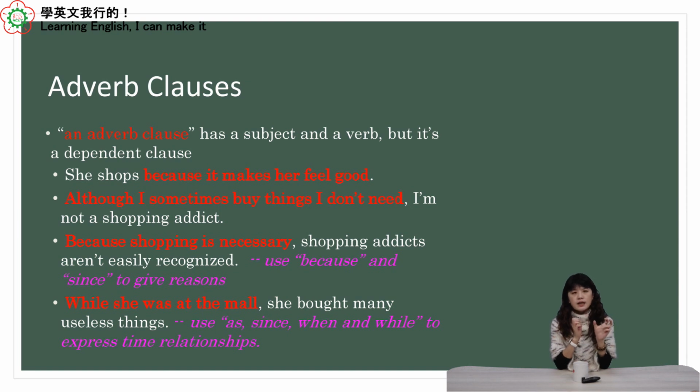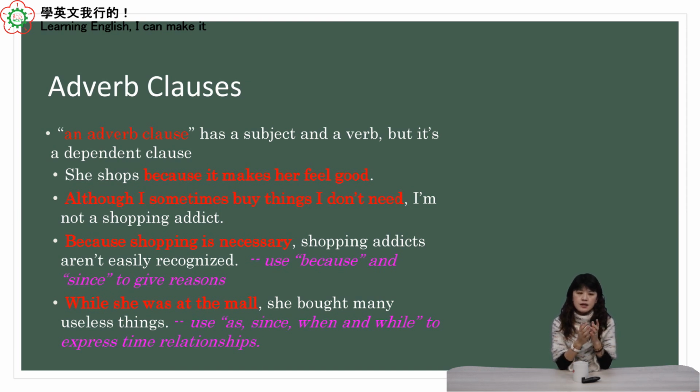She shops. In English, we say this is an independent clause, which means it can exist by itself and it has meaning, like "she shops." However, the adverb clause, "because it makes her feel good," we call a dependent clause. This adverb clause cannot exist by itself. It must go together with another part of the sentence, with an independent clause.